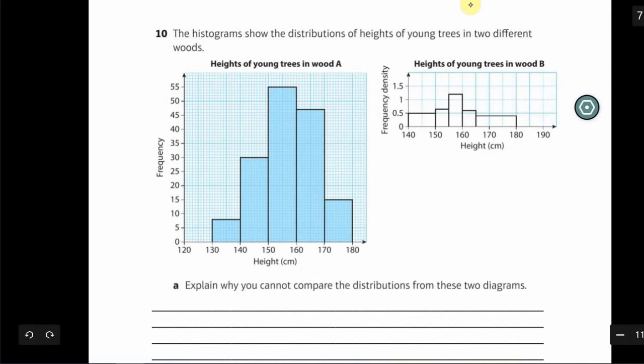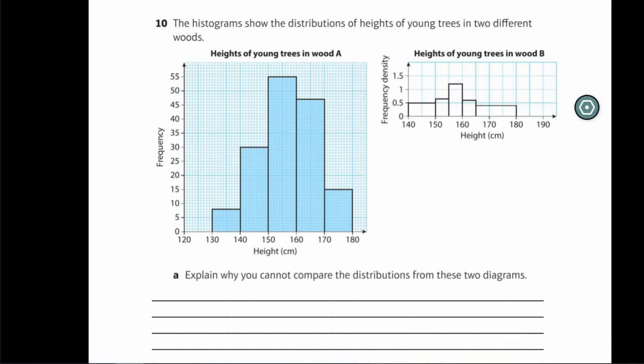It was question 10. So we've got two histograms here showing the distributions of heights of young trees in two different woods. Two very different histograms. Explain why you cannot compare the distributions.